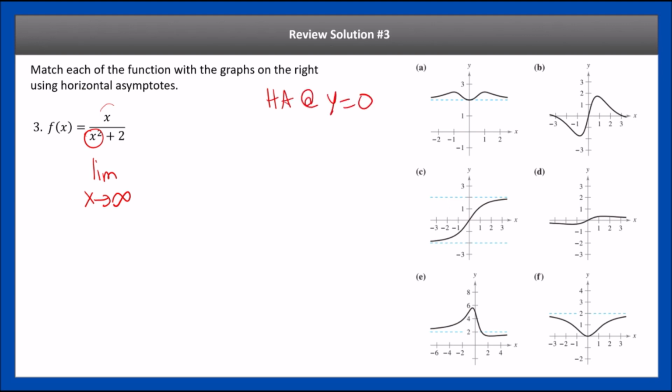Again, we're using the shortcut, but we're going to demonstrate this using the calculus. So divide numerator and denominator by the highest power.